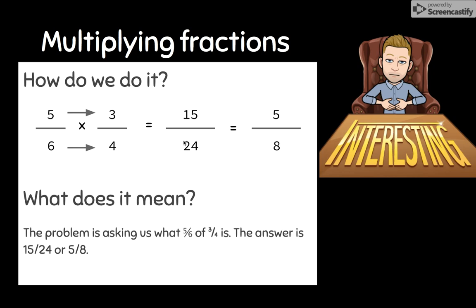15 over 24. Wait a minute, I can simplify that. I can simplify that if I divide the top number and the bottom number by 3. So 15 divided by 3 is 5. 24 divided by 3 equals 8. So I've worked out the answer and then I've simplified it. The problem is asking us what 5/6 of 3/4 is. The answer is 5/8. Alright guys, remember top times top, bottom times bottom. It's that simple.